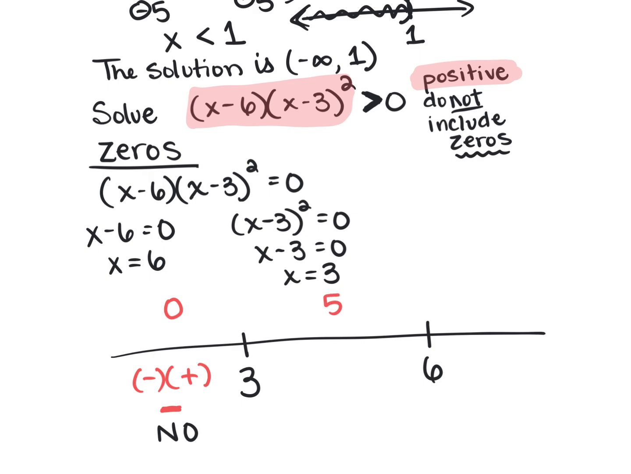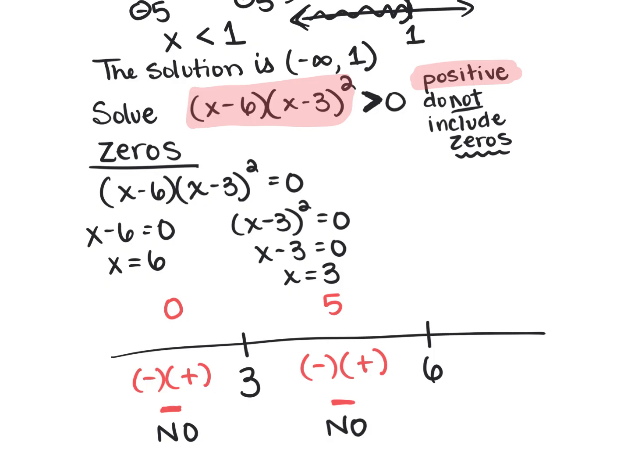So if I put a 5 right there, 5 minus 6 is going to give me a negative number. You can put the 1 if you want to, but you don't have to. And then if I plug a 5 in here for this x, I have 5 minus 3 is 2, and then if I square 2, I end up with a positive number. So a negative times a positive is again going to make this negative. So this section also is not in my solution set, so this is also a no.